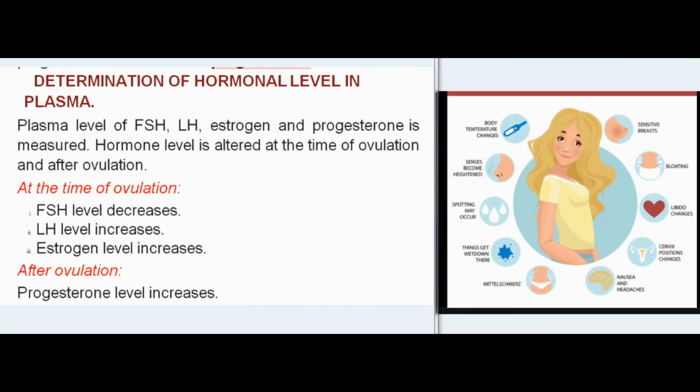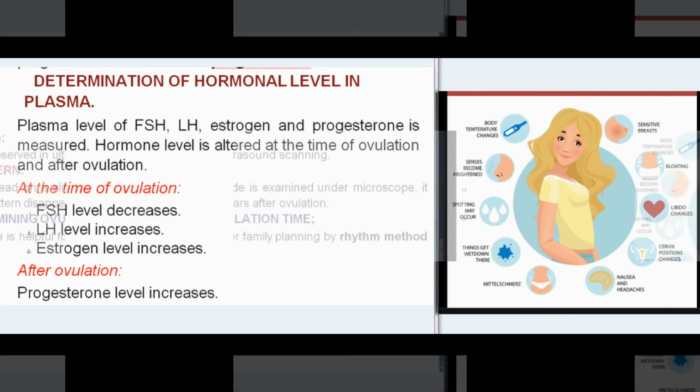Determination of hormonal level in plasma. Plasma level of FSH, LH, estrogen, and progesterone is measured. Hormone level is altered at the time of ovulation and after ovulation. At the time of ovulation, FSH level decreases. LH level increases. Estrogen level increases. After ovulation, progesterone level increases.